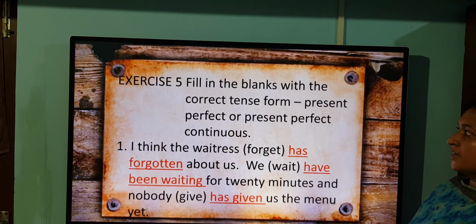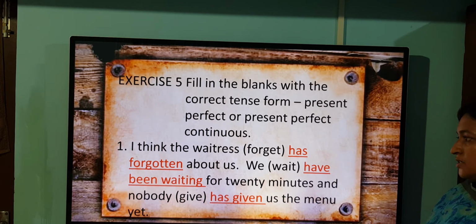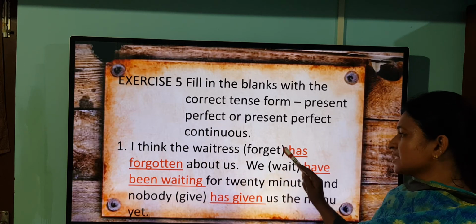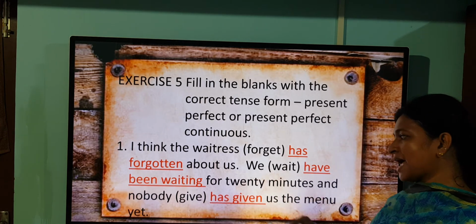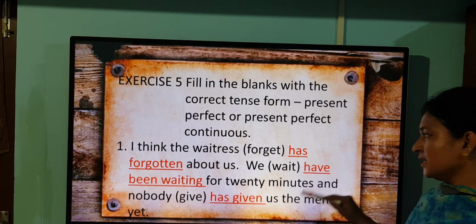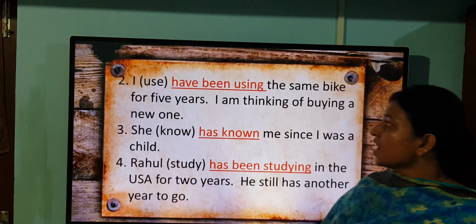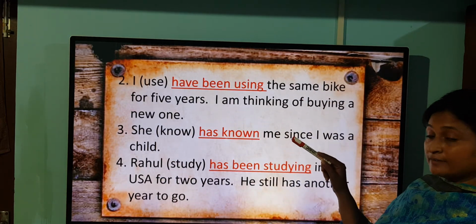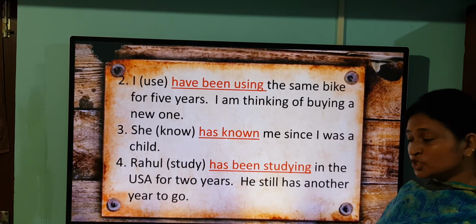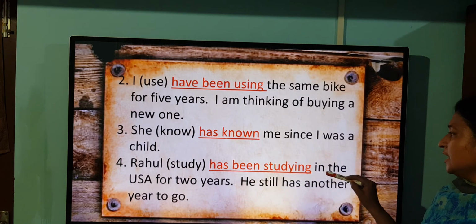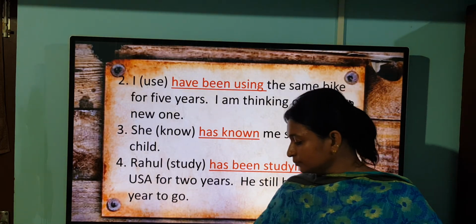Now let's do exercise 5. Fill in the blanks with the correct tense form, present perfect or present perfect continuous. I think the waitress has forgotten about us. We have been waiting for 20 minutes and nobody has given us the menu yet. Present perfect or present perfect continuous. I have been using the same bike for 5 years. I'm thinking of buying a new one. She has known me since I was a child. Rahul has been studying in the USA for 2 years. He still has another year to go.